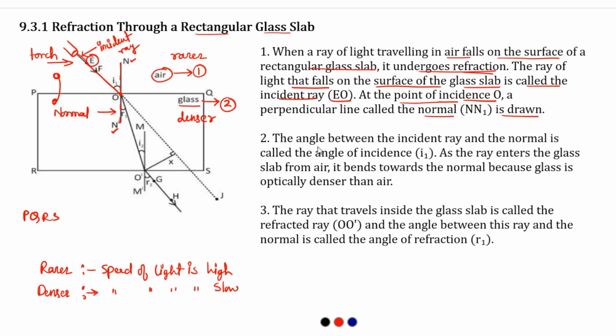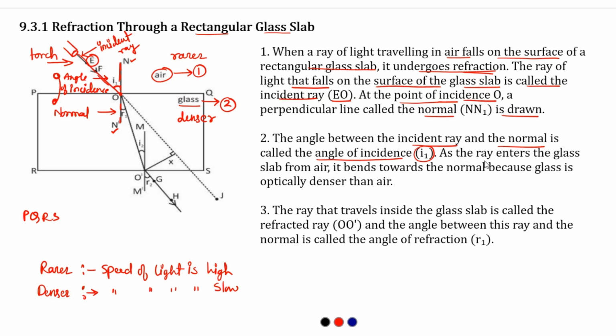Now, the angle between the incident ray and the normal is called the angle of incidence, denoted by i1. So what is normal? This is normal. This is incident. So the angle between these two is called the incident angle or angle of incidence. So let me write it here: angle of incidence, and it is denoted by small i1.